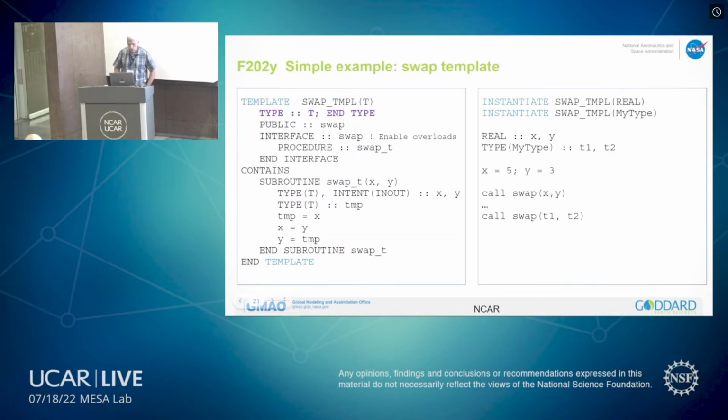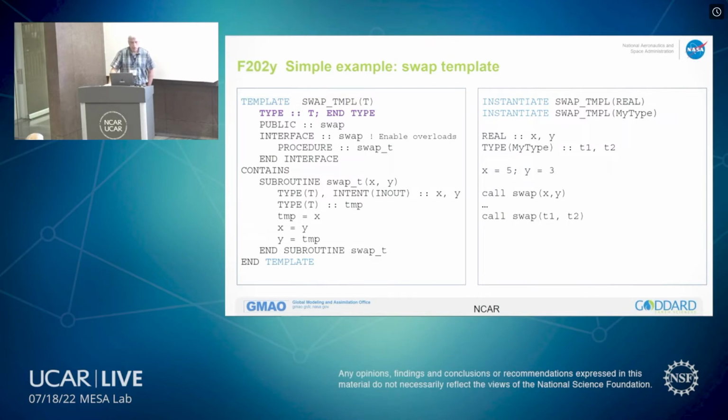Okay, so let's start with a very simple example, swap. So here I've got a template construct named swap temple. It takes one argument, which is a type parameter, and it has no other properties other than the fact it's a type. So currently in Fortran, the way you have to say that is like this: type, type :: T, semicolon, end type. Bit verbose, but that's there to allow some extensions later on.